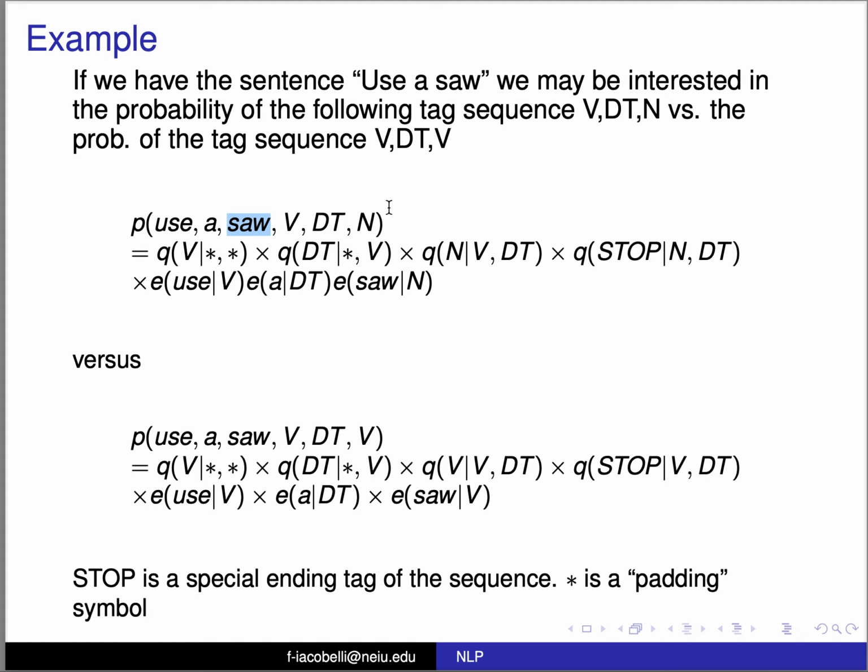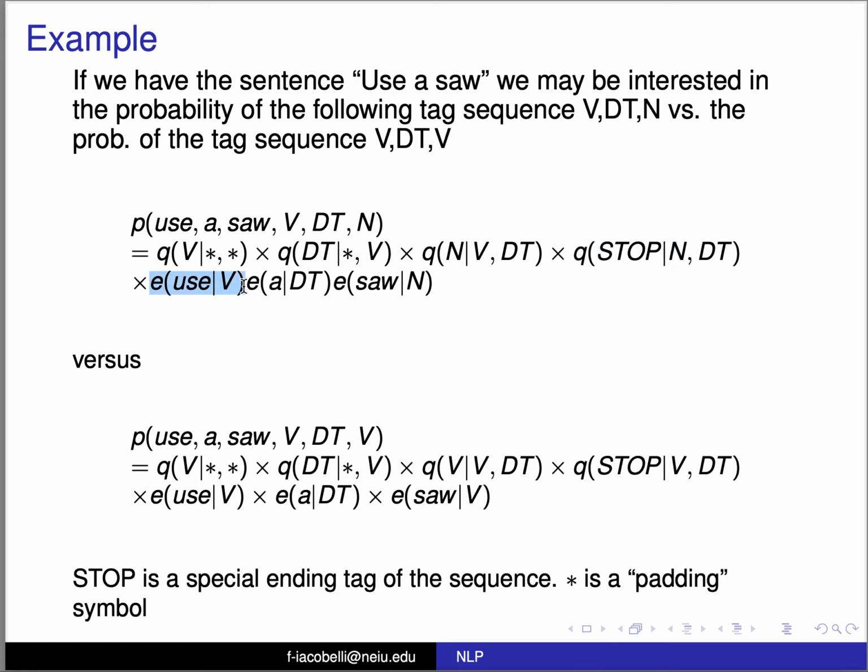Well, in order to compute the probability of this, I look at all the trigrams with the tag sequence. So the probability of V given star star, because V starts the sentence, times the probability of DT given star V, so DT after the start of a sentence and a V tag, times the parameter estimation of a noun given that you started with a verb and a DT, times the probability that you see the end of a sentence, stop, after an N and DT. These are the transitions, and now I multiply all the emissions.